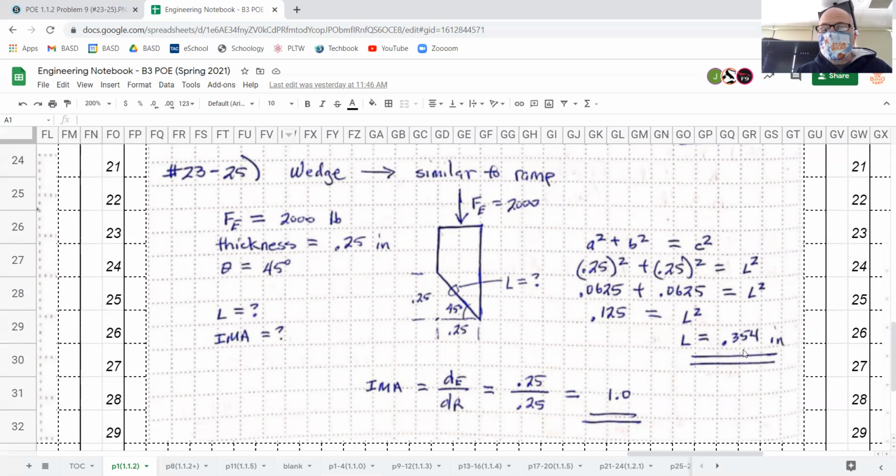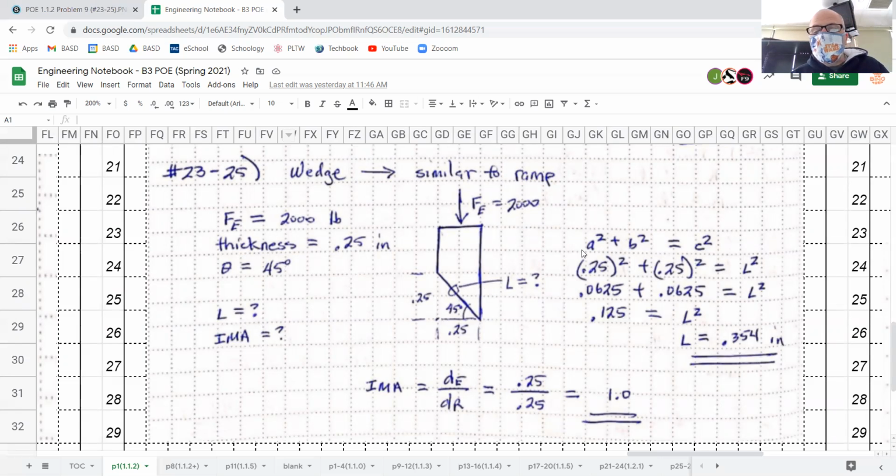So I wrote down L equals 0.354, and I remembered that the unit that we were using was inches. These 0.25s were inches. Make sure I have the unit. I put 2 lines underneath it to emphasize, hey, that's my answer. Then going back here, well, I got the L. They're also asking for the IMA.